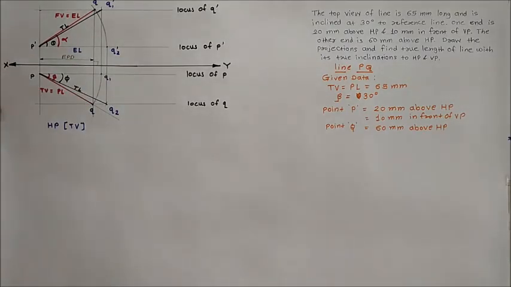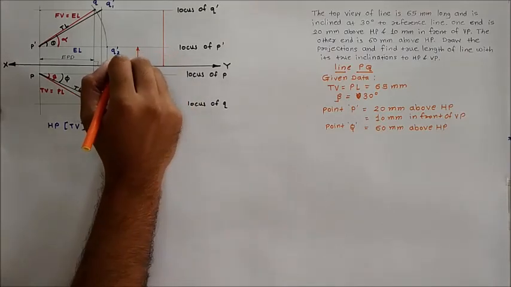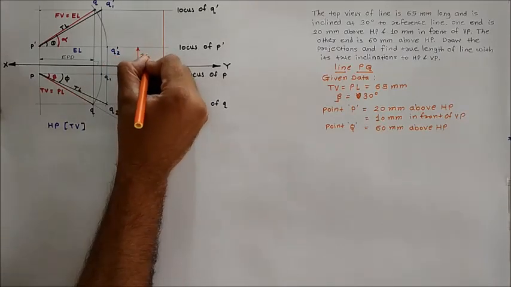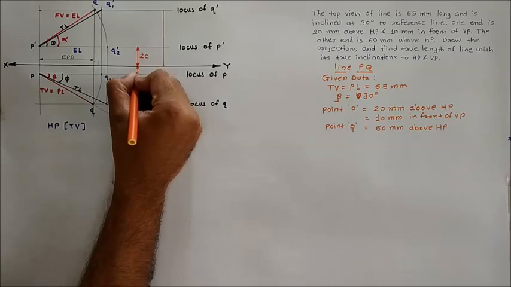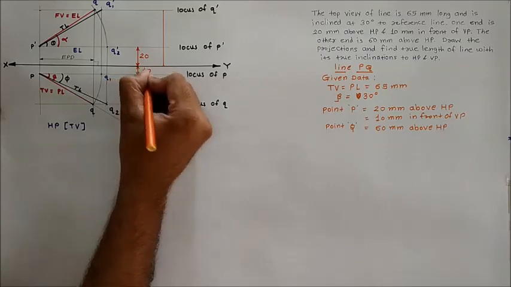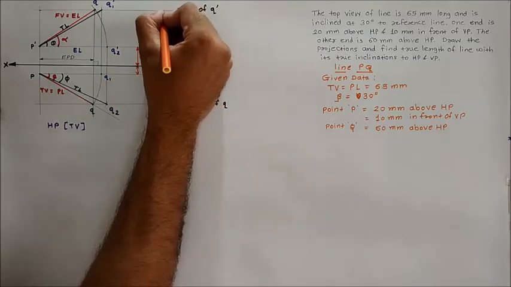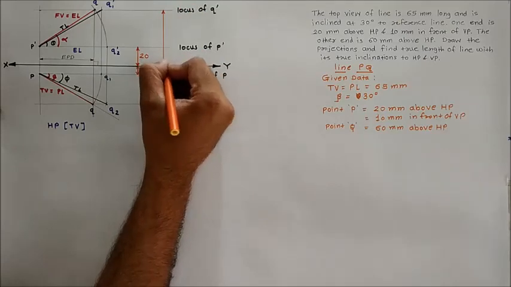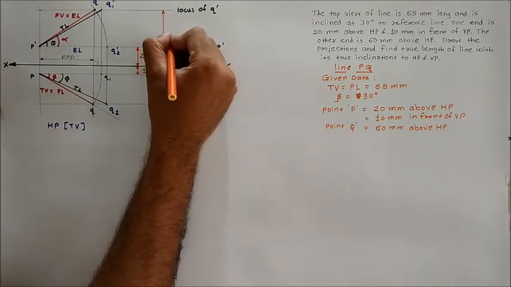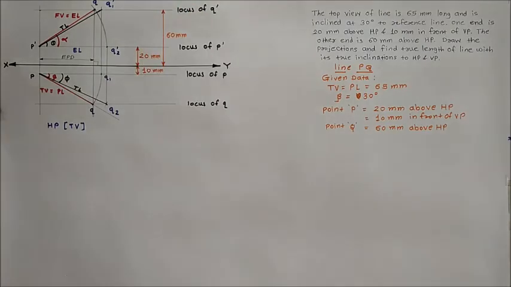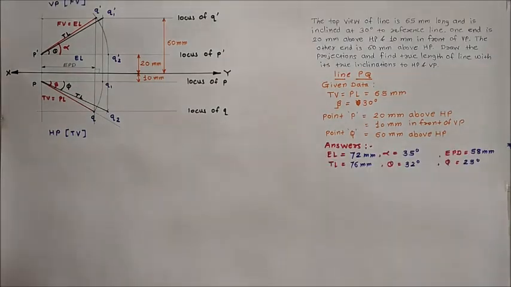Now we will give the dimensions. The locus of P dash from XY is 20 mm, the locus of P from XY is 10 mm, and the locus of Q dash from XY is 60 mm. Now we will note down the answers. These are the answers for the given problem. This completes our drawing.